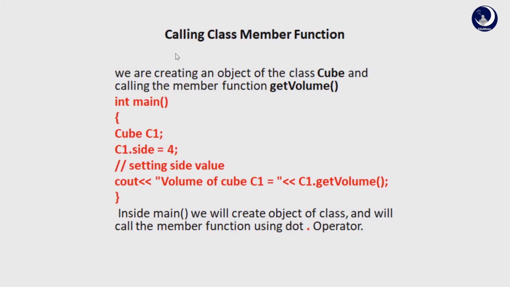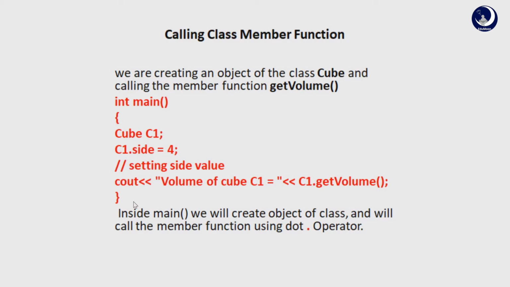Calling class member function. We are creating an object of class cube and then calling the member function getVolume. Here we can see that using the class definition we have declared before, we are creating an object of it. Here C1 is the object of cube. So we are using the cube, that is the class name, followed by the object name C1. And now we are setting the value as C1.side equals 4.